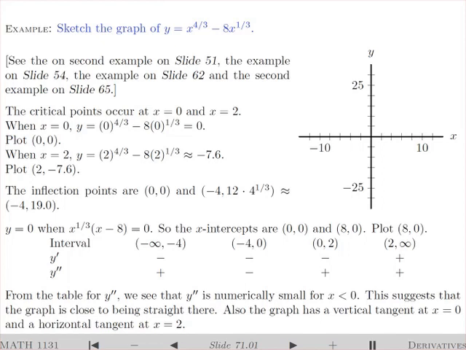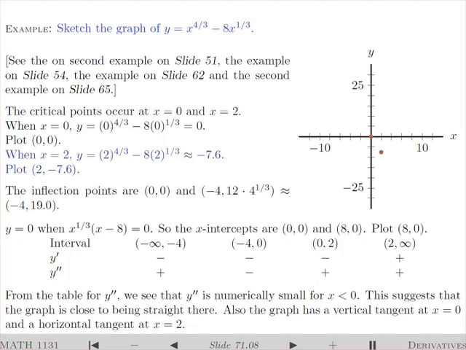Let's plot those points. I'll have to find the y-coordinates of the critical points, which means I have to plug in the critical values for x and find the y-coordinate. When x is 0, y is 0, so that gives me the point (0, 0). When x is 2, y will be an irrational number. It's roughly -7.6. So we'll plot (2, -7.6).